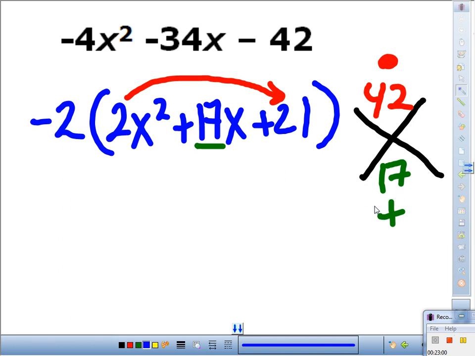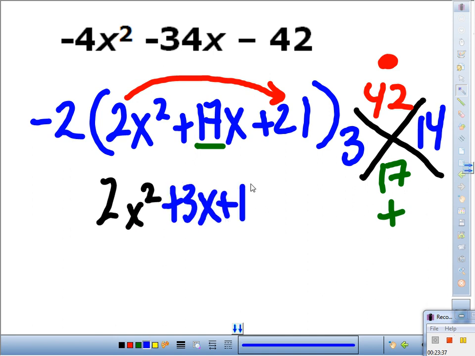6 plus 7 is 17? I'm thinking of 12. That's smaller right there. Very good, 3 times 14. Yes? Okay, so we rewrite this: 2x to the second, and then plus 3x plus 14x plus 21. And then we group.